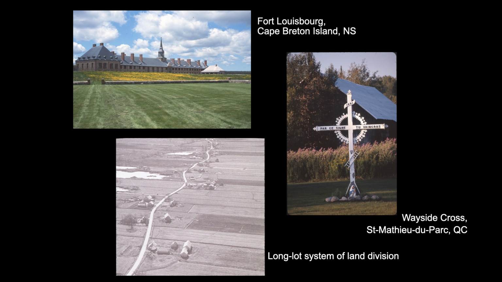But the main area of French settlement was in the St. Lawrence Valley, the heartland of today's Quebec. Here we see the long lot field pattern typical of French agricultural settlements laid out perpendicular to the rivers.